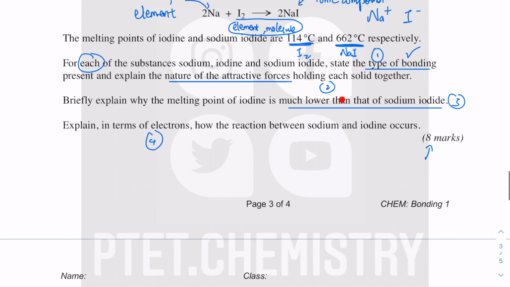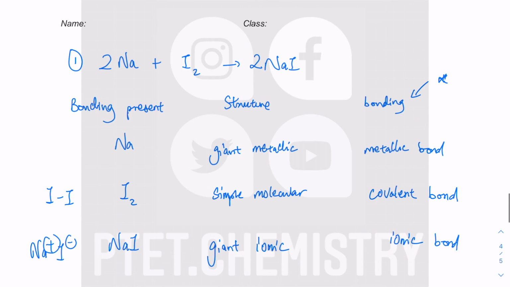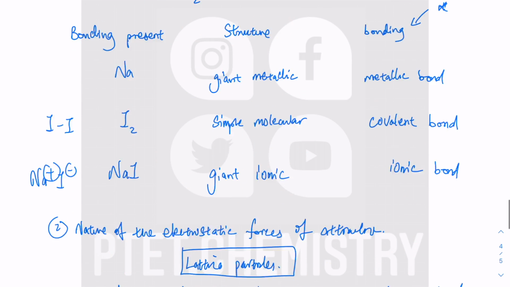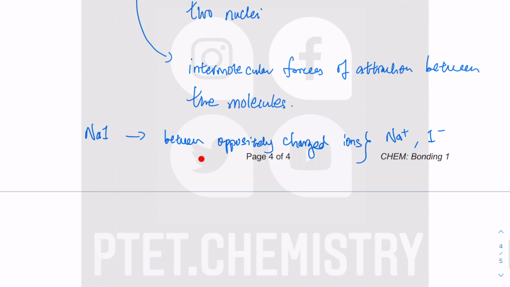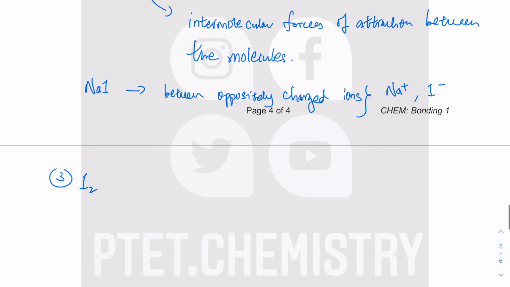Okay. Now part 2, briefly explain why iodine has a lower melting point than sodium iodide. We can relate that to structure. Iodine: here you need to break only the weak intermolecular force, not the covalent bond. For sodium iodide, you need to break the strong ionic bond between the oppositely charged ions. Okay, so iodine has simple molecular structure. So simple molecular structure means you have covalent bond, but you also have intermolecular forces between the molecules.